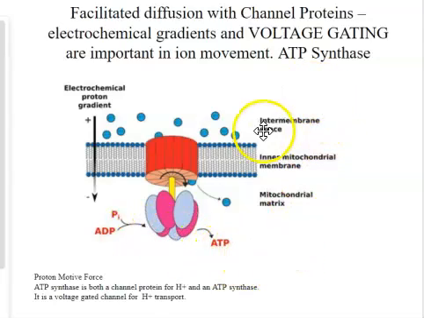Here I want to point out that ATP synthase is functioning as a channel protein to allow facilitated diffusion of protons, and that protein is only open for business when there's a certain electrical potential across the membrane. So that's called being voltage gated.